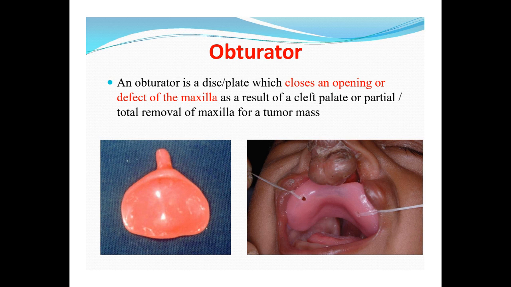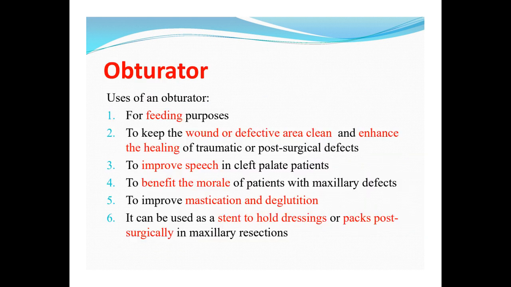In children, you have a lot of tumors in the head and sometimes when the tumor is removed, there will be a big hole in the cleft area. So the obturator acts like a sealing plate. So there are many uses of this obturator. First one, as I said earlier, for feeding purposes. Sometimes the child might have a big wound or ulcer. So you want to place a plate to cover that wound, to improve the speech in cleft palate patients.